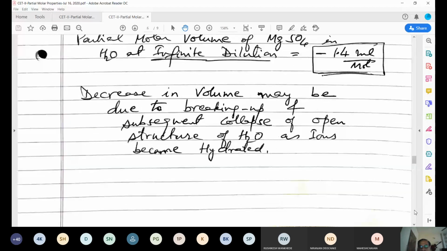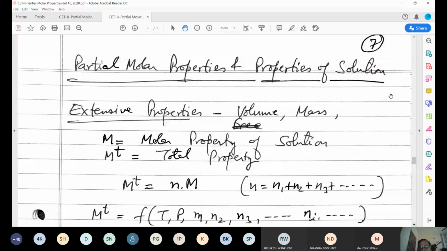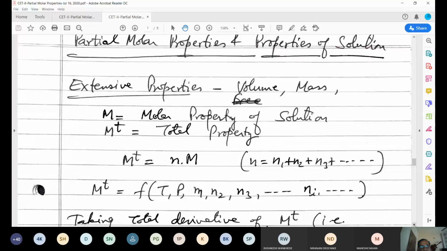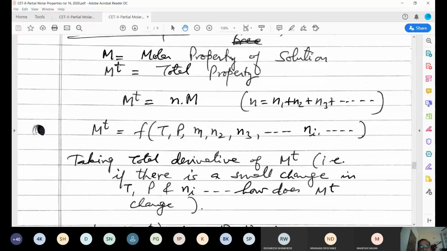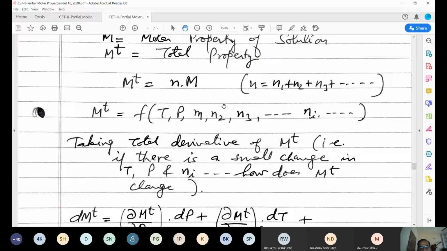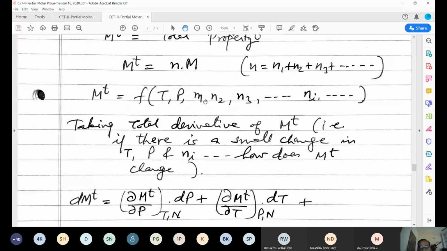We had completed the derivation. Now we'll look at different forms of the equation which you can use for partial molar properties of a solution. M superscript T is any property, its total property, and M is the molar property of the solution. It could be volume, enthalpy, anything. So the total property is equal to the number of moles times the molar property of the solution, and this is a function of temperature, pressure, and the number of moles of each component.